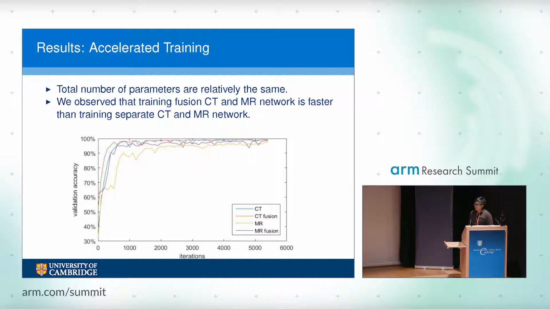This model has several advantages. The first advantage is that it actually has accelerated training. This is a plot of the validation accuracy of the fusion CT and MR model and the separately trained CT and MR models. I don't know if you can see clearly, but on the graph, the accuracy for fusion models actually rises much faster than the accuracy for the separately trained models.